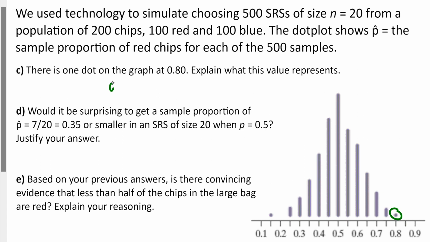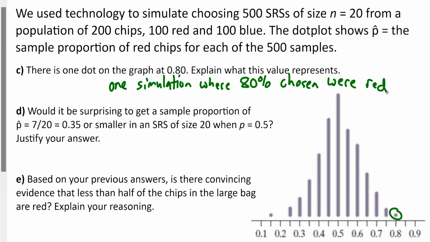Remember, that represents one simulation where 80% chosen were red. Or 80% picked, maybe, because it is a random picking without looking. Okay? That's what that's showing. So each of them, it's kind of showing how many. So there was one at 0.15 as well. There was one that had 15% red.